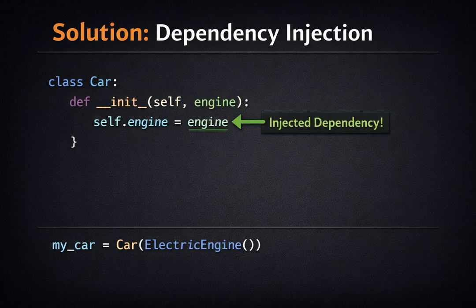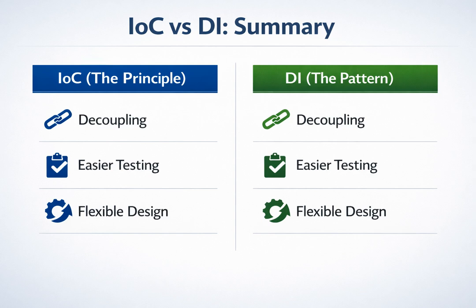Notice how the car class no longer creates the engine. Instead, it receives an engine object as an argument during its initialization. This makes car independent of the specific engine implementation. We can now easily use a combustion engine or an electric engine without changing the car class.